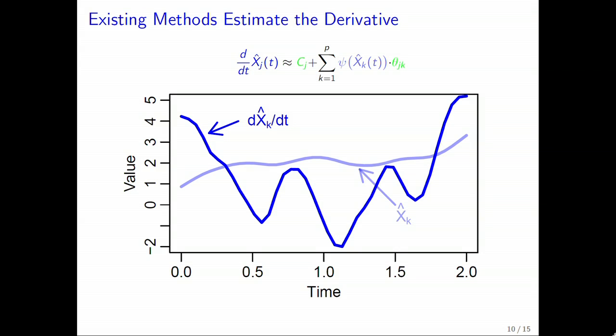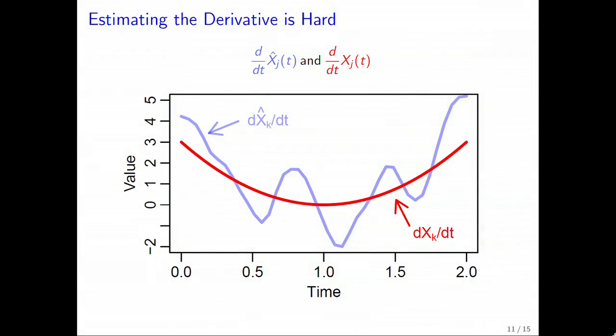But unfortunately, this does not work well. And the reason is because statistically, it's really, really hard to estimate a derivative. So in this example, the derivative of x_k hat is shown in blue, and the true derivative of x is shown in red. What you can see is that those really don't look a lot alike. This is not just a weird artifact of this example.